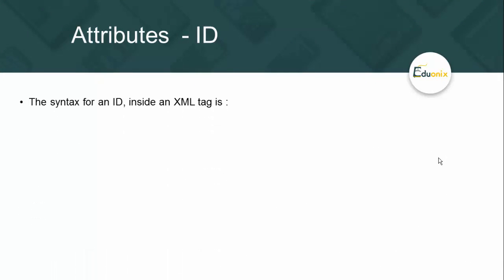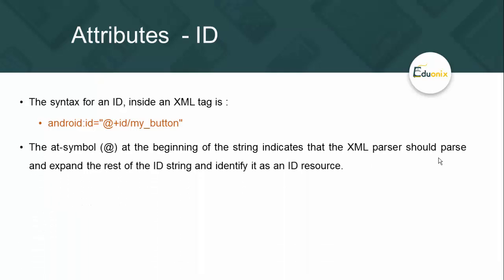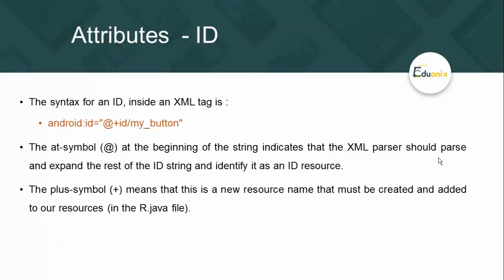The syntax for an ID inside an XML tag is android:id equals @+id/my_button. The @ symbol at the beginning of the string indicates that the XML parser should parse and expand the rest of the ID string and identify it as an ID resource. The + symbol means that this is a new resource name that must be created and added to our resources in the R.java file. This is automatically done by the Android framework.